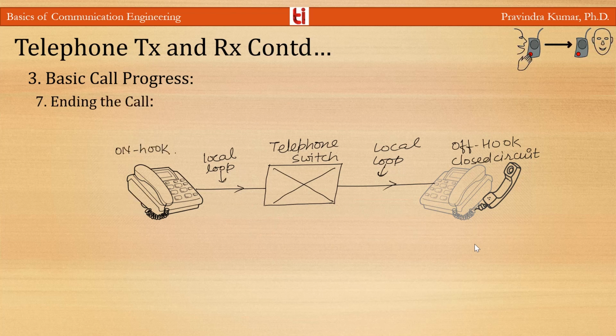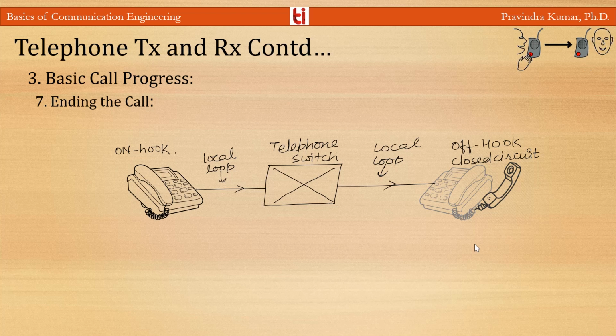Now, the last phase is ending the call. The call is ended when either user hangs up the handset. The on hook signal tells the central office to release the line connections. Also, if either telephone handset is hung up, the current loop is opened and the central office releases the line connection. And this is the end of this lecture.